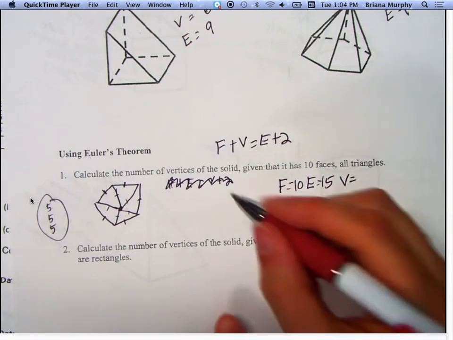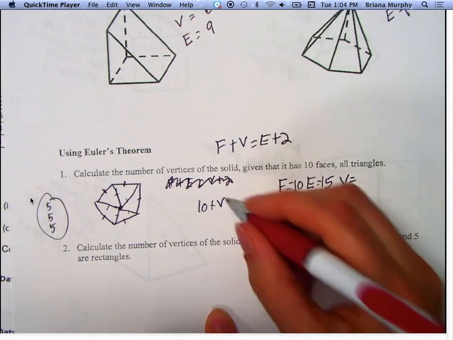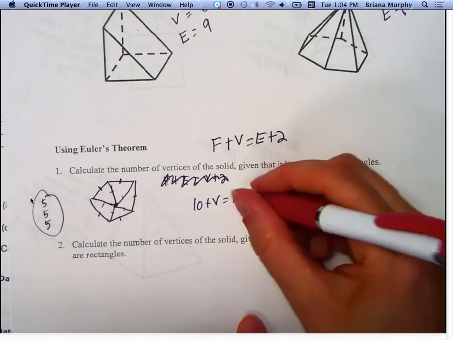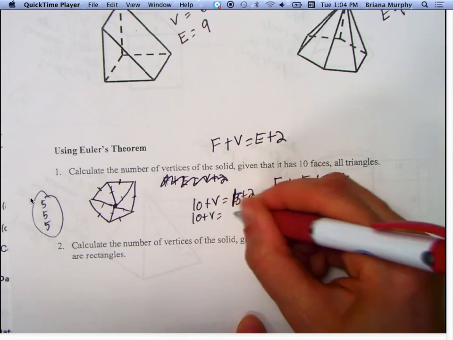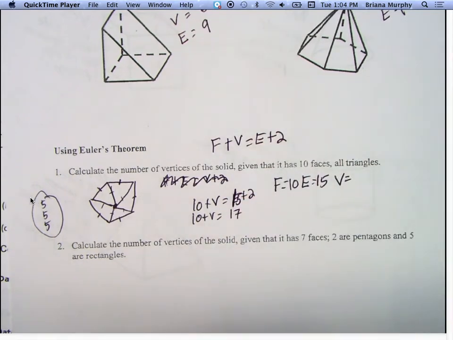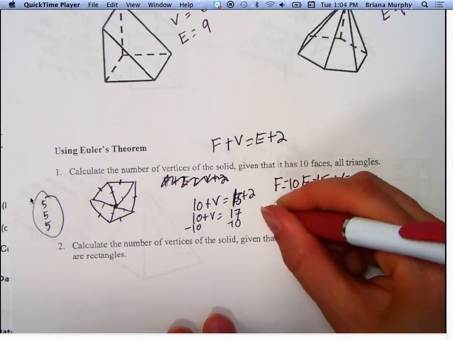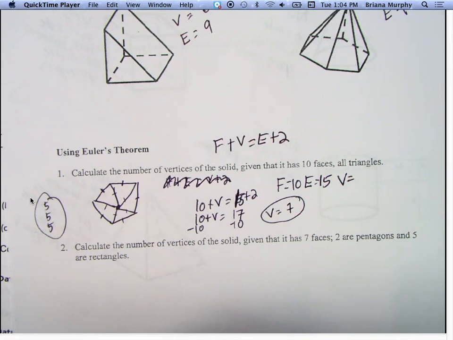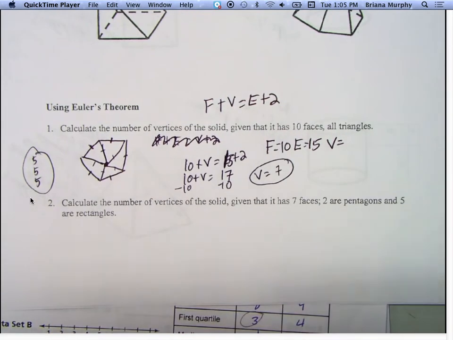Okay, so I'm going to do faces, 10, plus vertices, I don't know, equals edges plus 2. Oops, edges is 15. 10 plus v equals 17. Now I'm going to subtract 10 from each side, and I get vertices equals 7. Okay. All right, I think the other one is a little bit easier to draw and to envision.